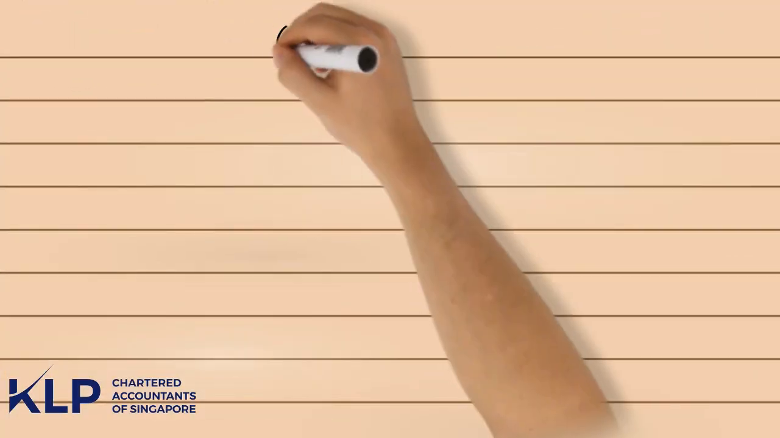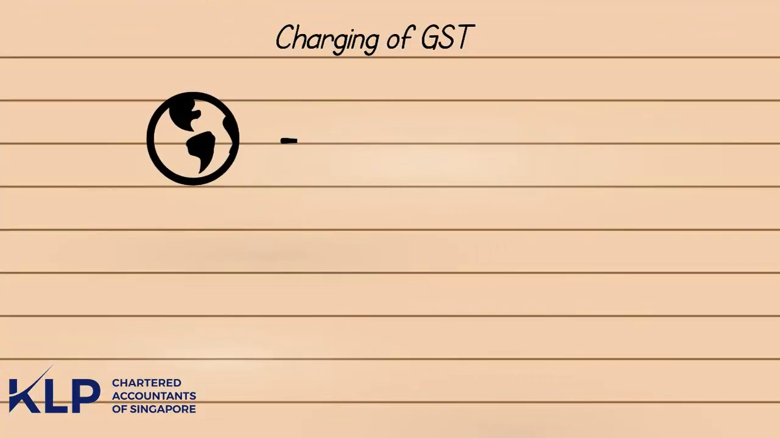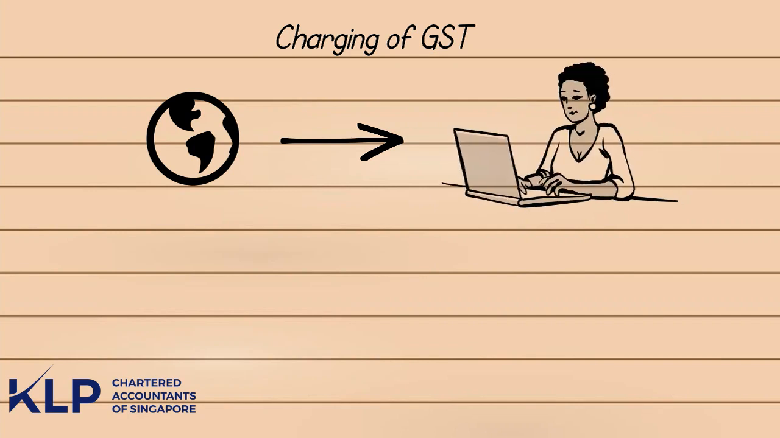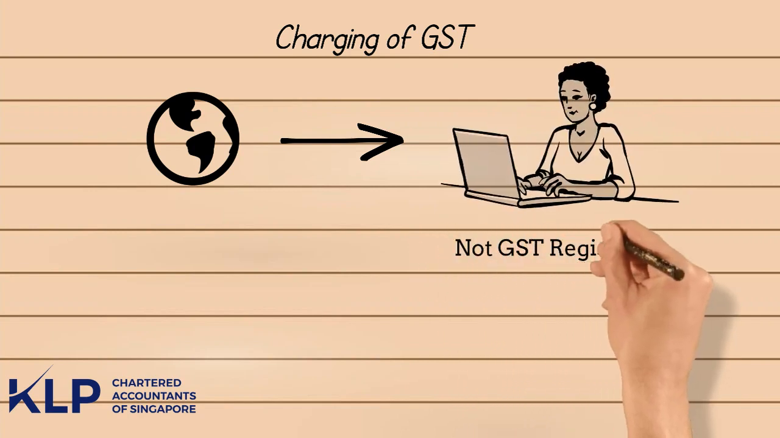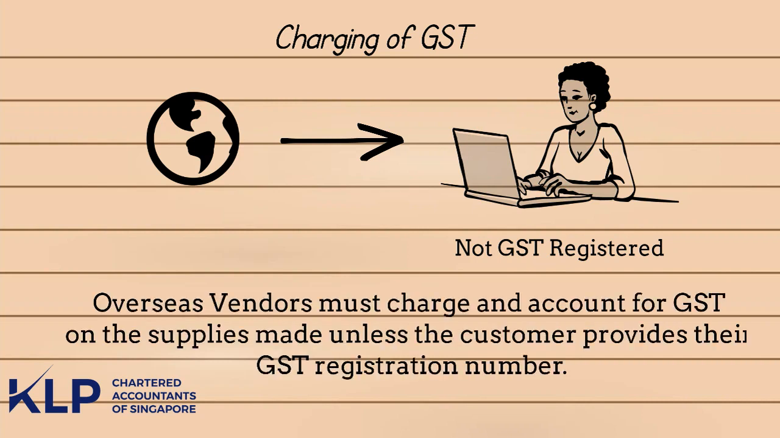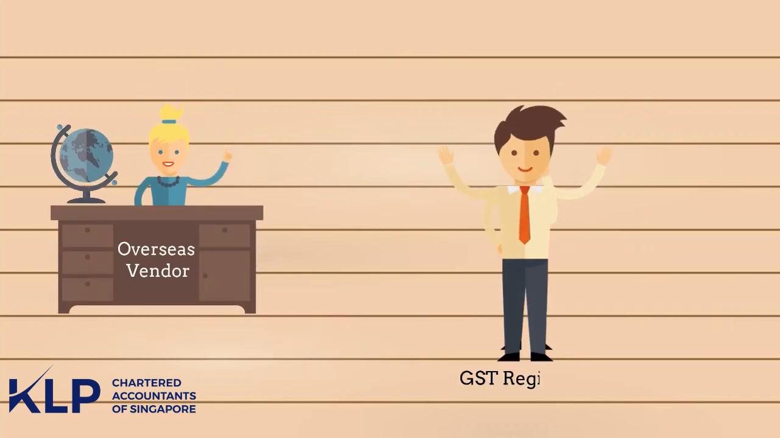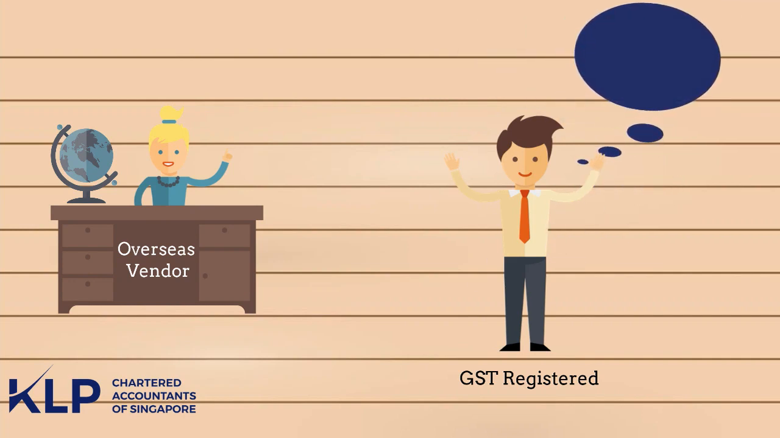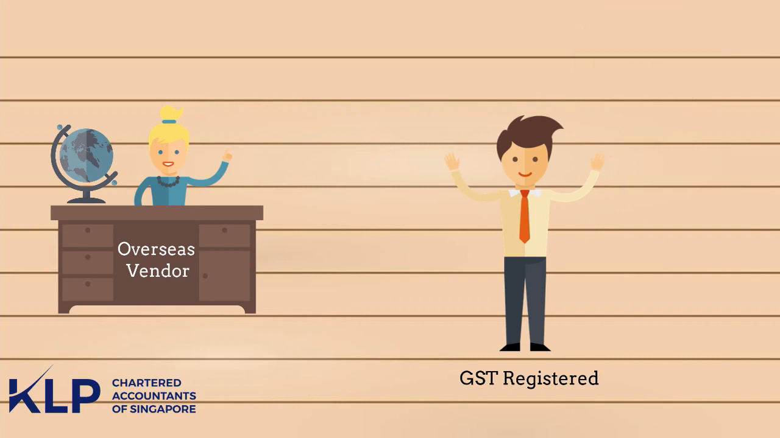Registered overseas vendors must apply GST to their supplies of digital services only if their customer is not GST registered. In other words, the overseas vendor must charge and account for GST on the supplies made unless the customer provides their GST registration number. If the registered overseas vendors come across a customer who is GST registered, the GST-registered customer will perform reverse charge on these overseas purchases if they fall within the scope of reverse charge.